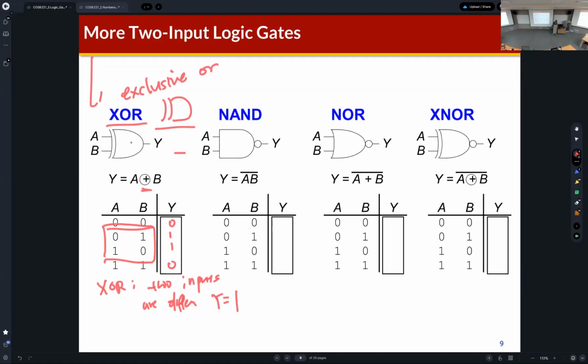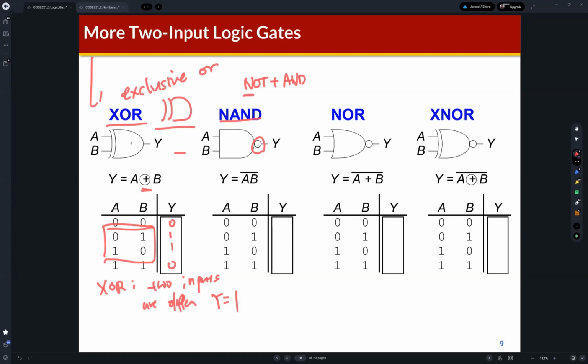Then we can find the NAND gate. Actually, the NAND gate represents NOT plus AND, so that's why we have AND here. If you see the symbol of the NAND gate, you can find a bubble here. I already explained the meaning of a bubble. What is this bubble? The bubble represents inversion, right?